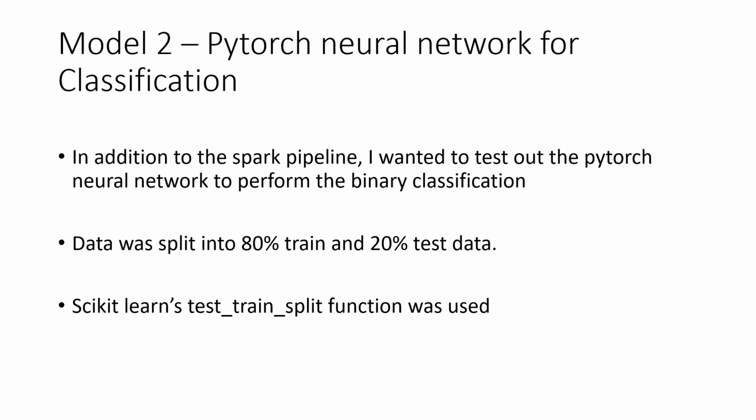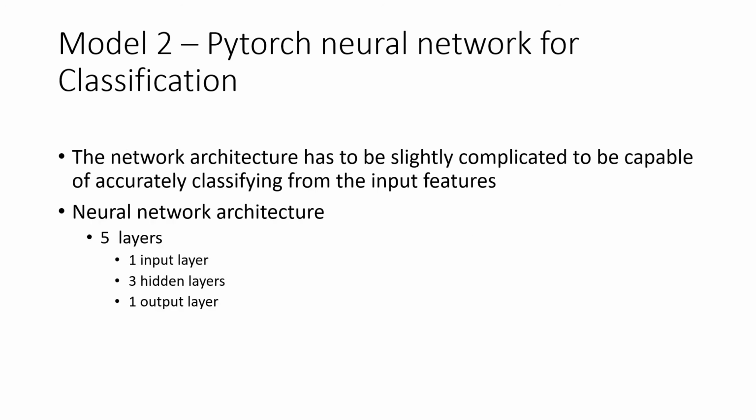We got good results from the GBT, but it was important to see how it would compare to a deep learning solution. So I used PyTorch because it was easy to make the neural network and test it. The data was split into 80% train and 20% test using scikit-learn's train test split function. The network architecture had to be slightly complicated to be able to accurately classify from all the input features.